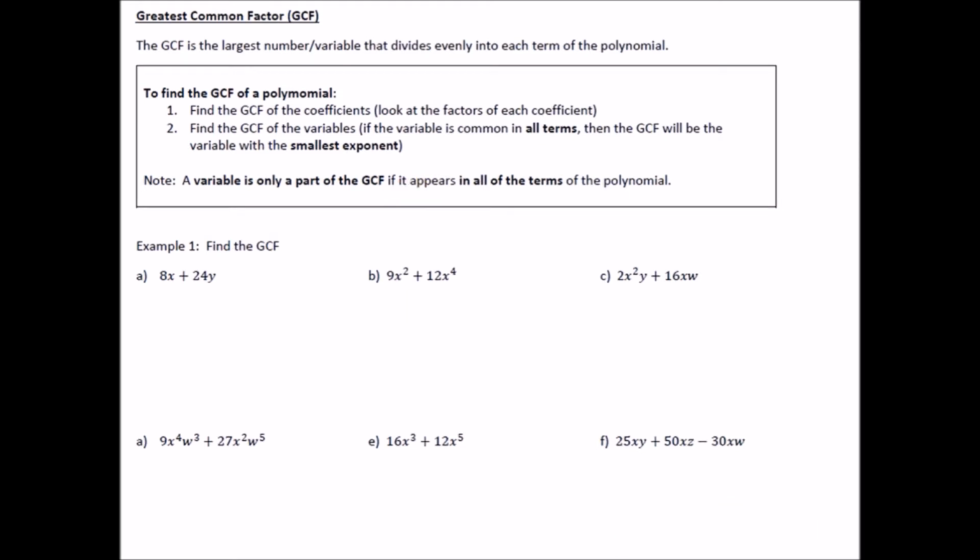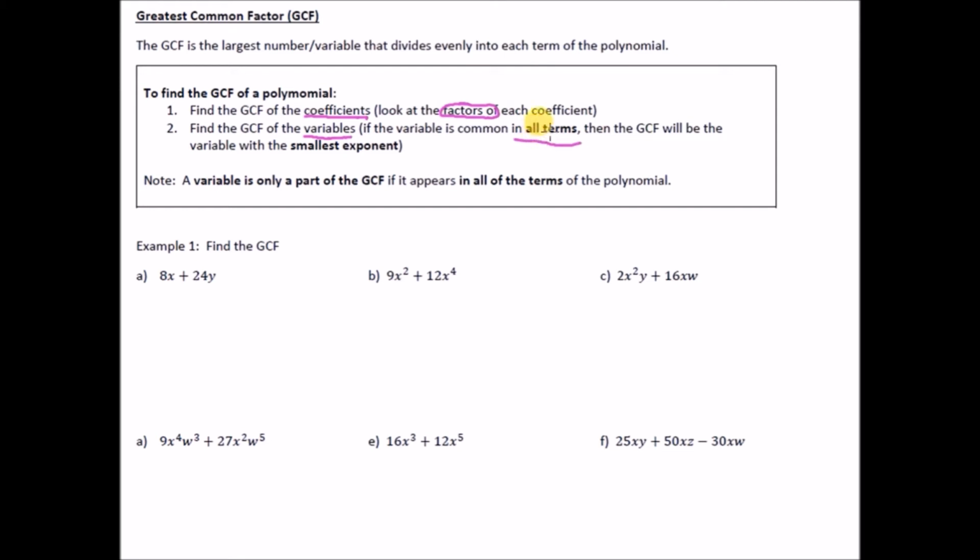So the greatest common factor is the largest number or variable that divides evenly into each term of the polynomial. In order to find the greatest common factor of the polynomial, we want to find specifically the greatest common factor of just the coefficients. So we're going to look at the factors of each coefficient. Then we're going to find the greatest common factor of the variables. So we find a variable that's common in all terms.